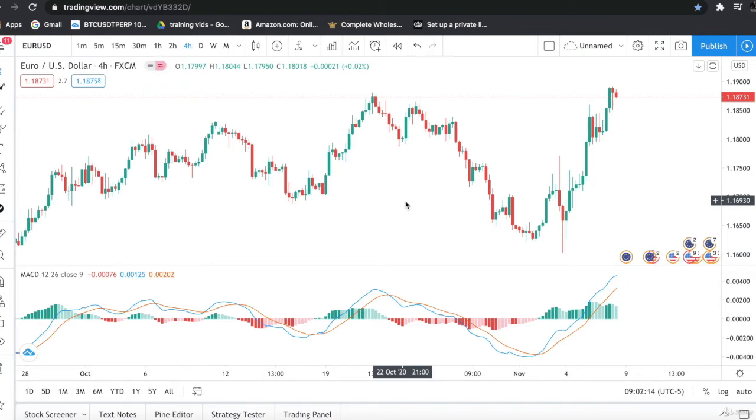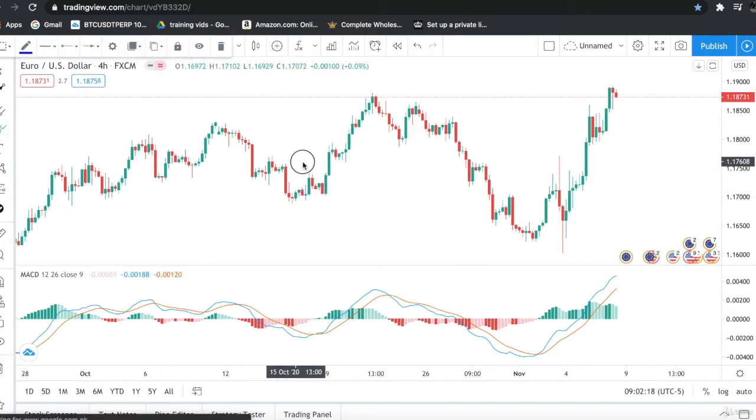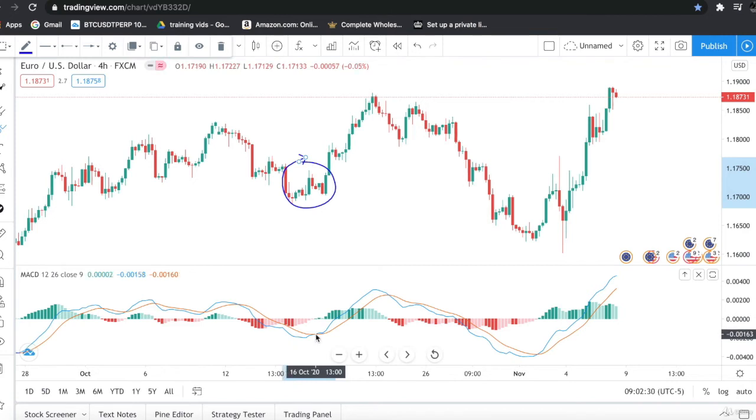Now over here, look at the price. The price was consolidating over here. Let me mark this zone. The price was consolidating over this zone. The MACD line crossed the signal line, this one. As you can see, the blue line crossed the orange line, which gives us a buying indication. And the price then rallied towards the upside here. The price rallied all the way up. Then the price was consolidating over here.